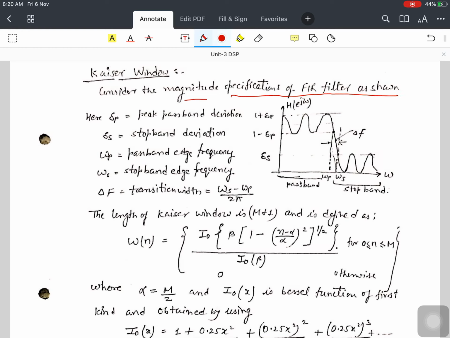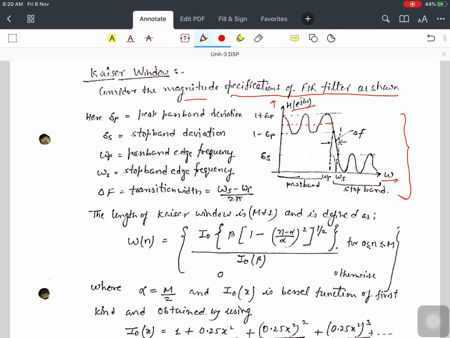So this is the magnitude response of the FIR filter. You can see here on the x axis is the frequency omega, and on the y axis is the magnitude. The filter function, whatever it is, its magnitude. There are some design parameters we can observe with the help of this figure.